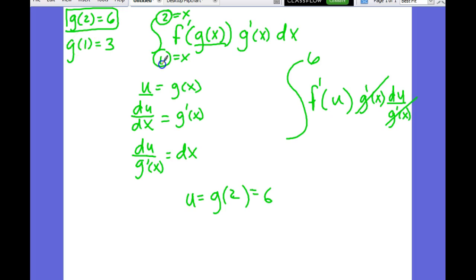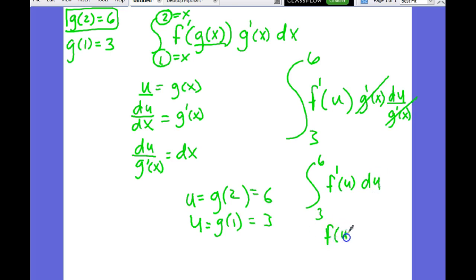We also need to find out what u is when x equals 1. So what is u when x equals 1? Well, g of 1 is 3. So now we have that, right? And so now here's our cleaned up u subbed problem. And we already know that the integral of f prime is going to be just f, right? And then from there, you're going to plug in your numbers and get your answers.